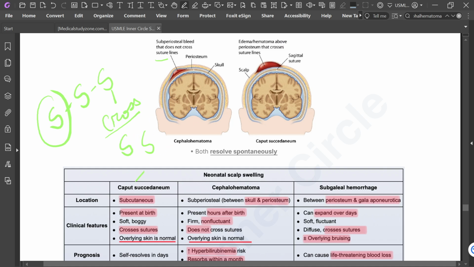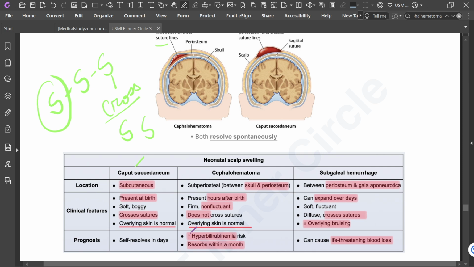Now, this is cephalhematoma. It is subperiosteal, between the skull and the periosteum. It presents hours after birth. It is firm and non-fluctuant. It does not cross the suture line, and the overlying skin is normal.